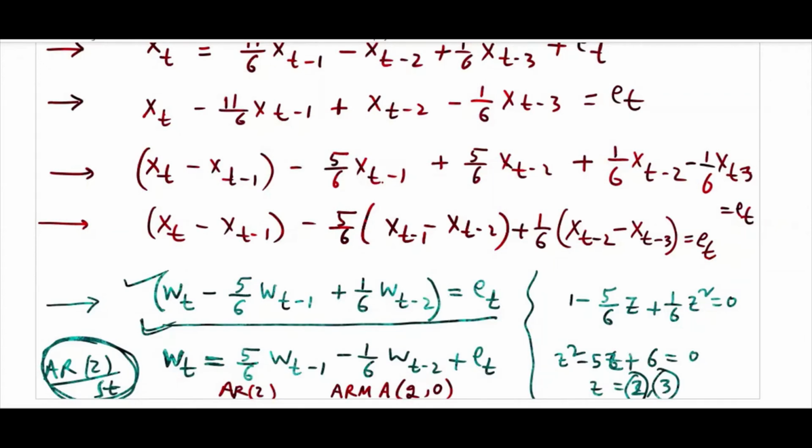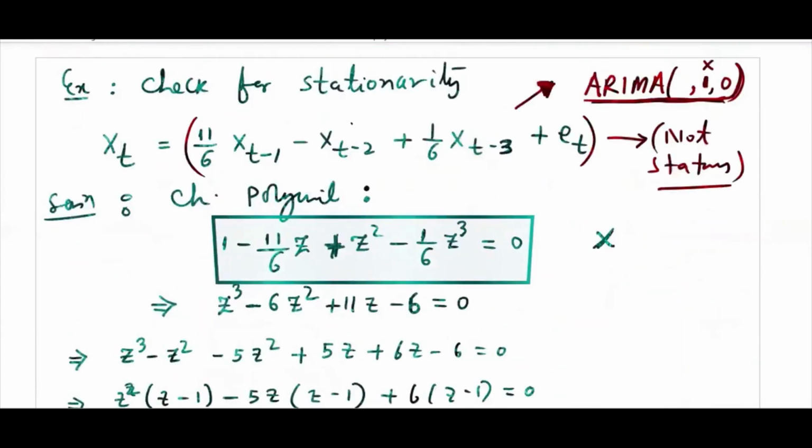It doesn't matter whether this is stationary or not; that's a separate thing. If this becomes stationary, you have a benefit here. You can write this as ARIMA 2,0, not 3. See, I started with AR3, if you remember. Now it will be ARIMA 2,1,0.